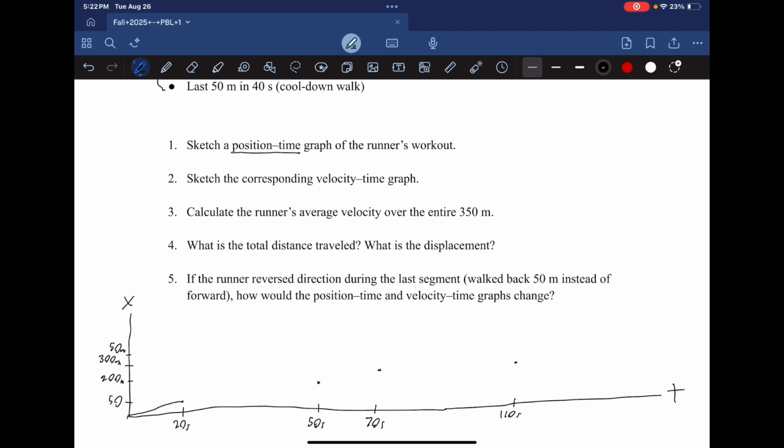So we have here, and then he picks up the pace a little bit there. And he really picks up the pace for that point. And he really slows down there.